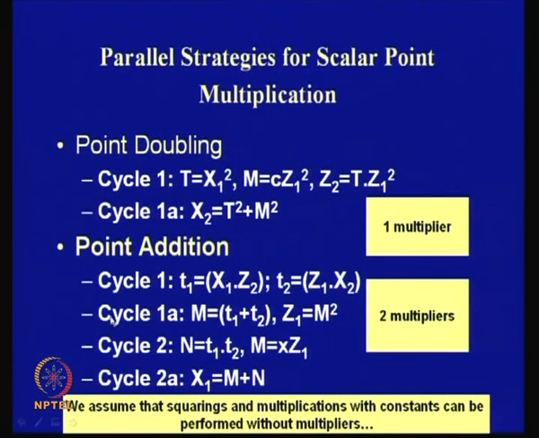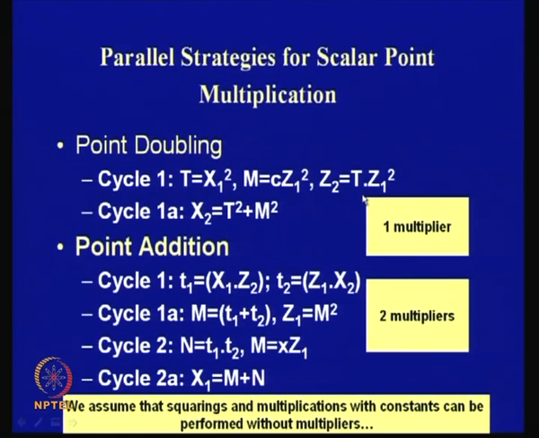So, I will finally conclude with some comments on parallelizing strategies for the point doubling and the point addition operation. You see that in point doubling, I am considering the projective coordinates here. These are the operations that you did. Think of x 1 comma y 1: you have taken this x 1 squared, z 2 is t into z 1 square, and finally you are adding t square plus m square and this is your doubled point. You can check this, this is exactly the same as what we did previously.